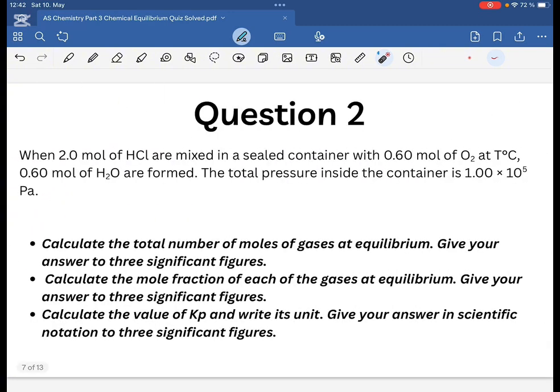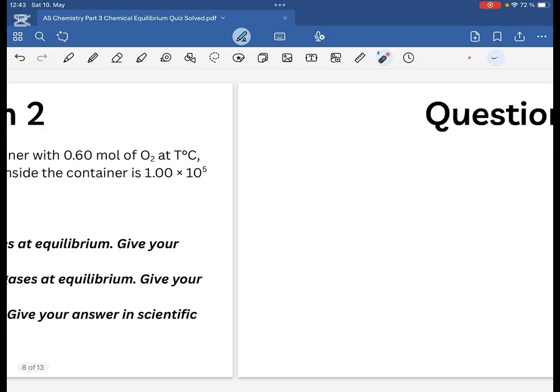So this is the answer for the delta H of the reaction, and they need the answer to 3 significant figures. Now, for the other part, they said that when 2 moles of HCl are mixed in a sealed container with 0.65 moles of O2 at a specific temperature, 0.6 moles of H2O are formed, and the total pressure inside the container is 1 times 10 to the power 5 Pascal. They said calculate the total number of moles of gases at equilibrium and give the answer also to 3 significant figures. So to calculate the total number of moles, I'm going to use an ice table.